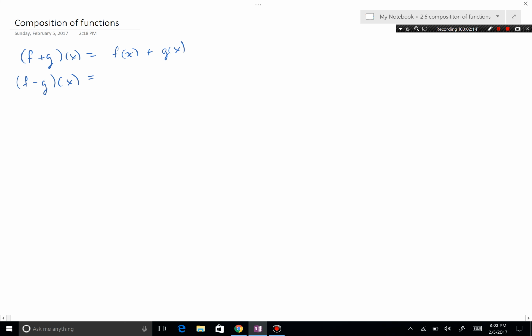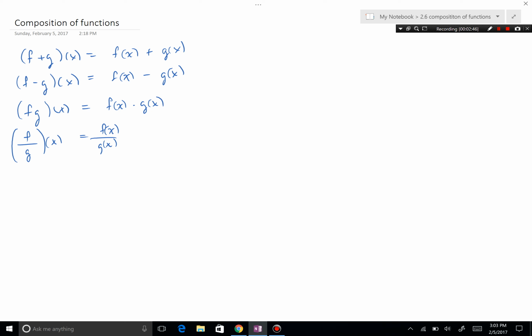What do you think this one means? Well, just like addition, if you have a minus sign, we're subtracting two functions. Fairly simple. How about this one? Notice there's nothing in between here. When there's nothing in between, it implies multiplication, so we're multiplying these two together. And last but not least, this one means take the f function and divide it by the g function. Obviously, the g function can't be 0, otherwise you'd be dividing by 0. So it's fairly simple to figure this kind of thing out.